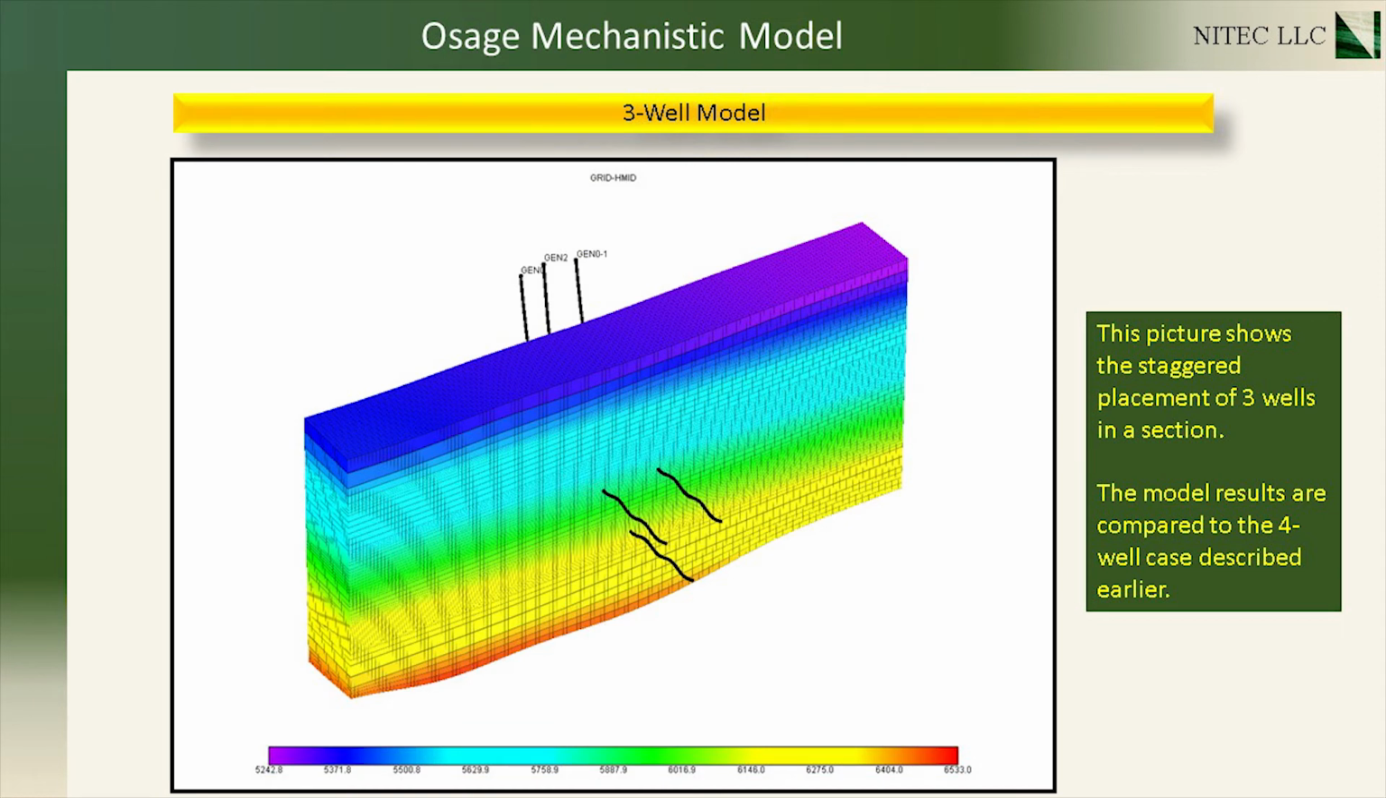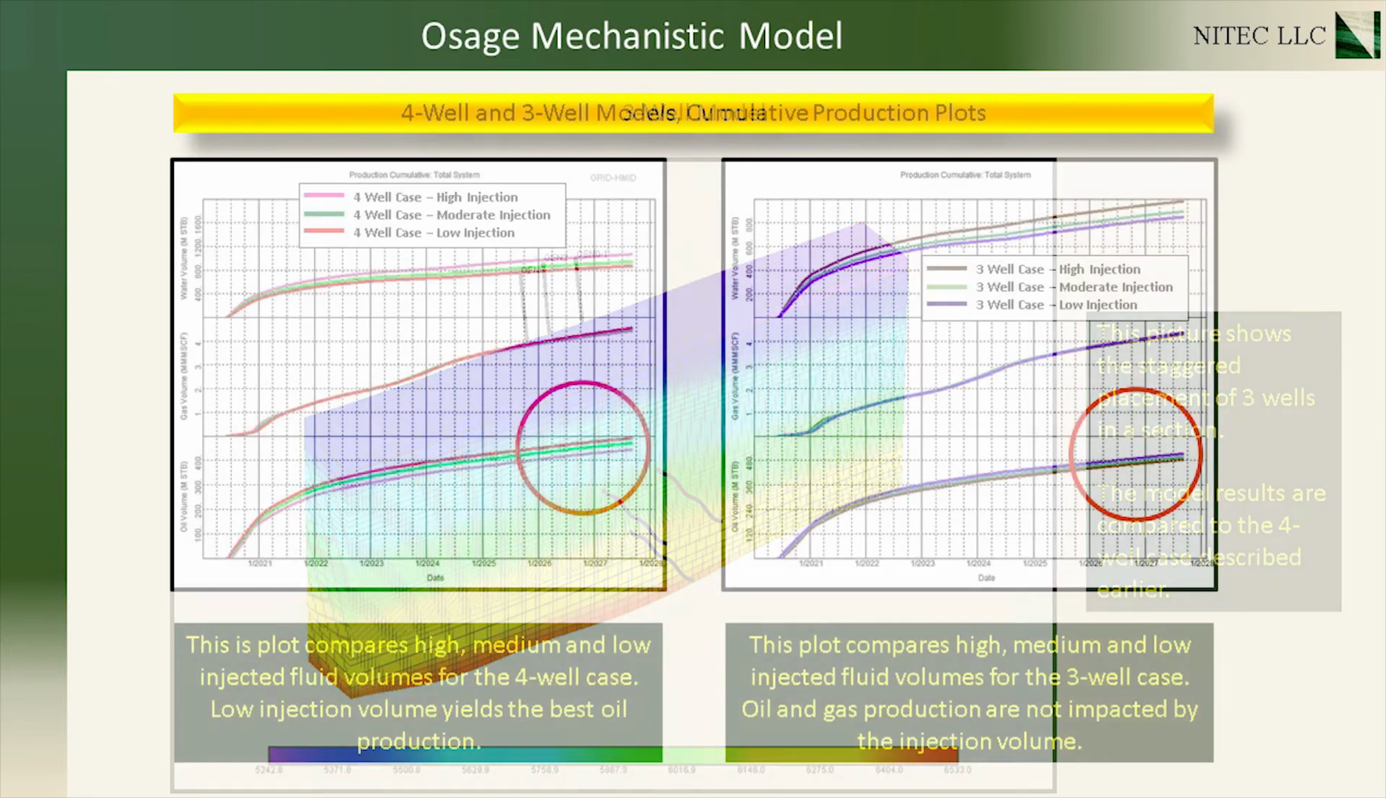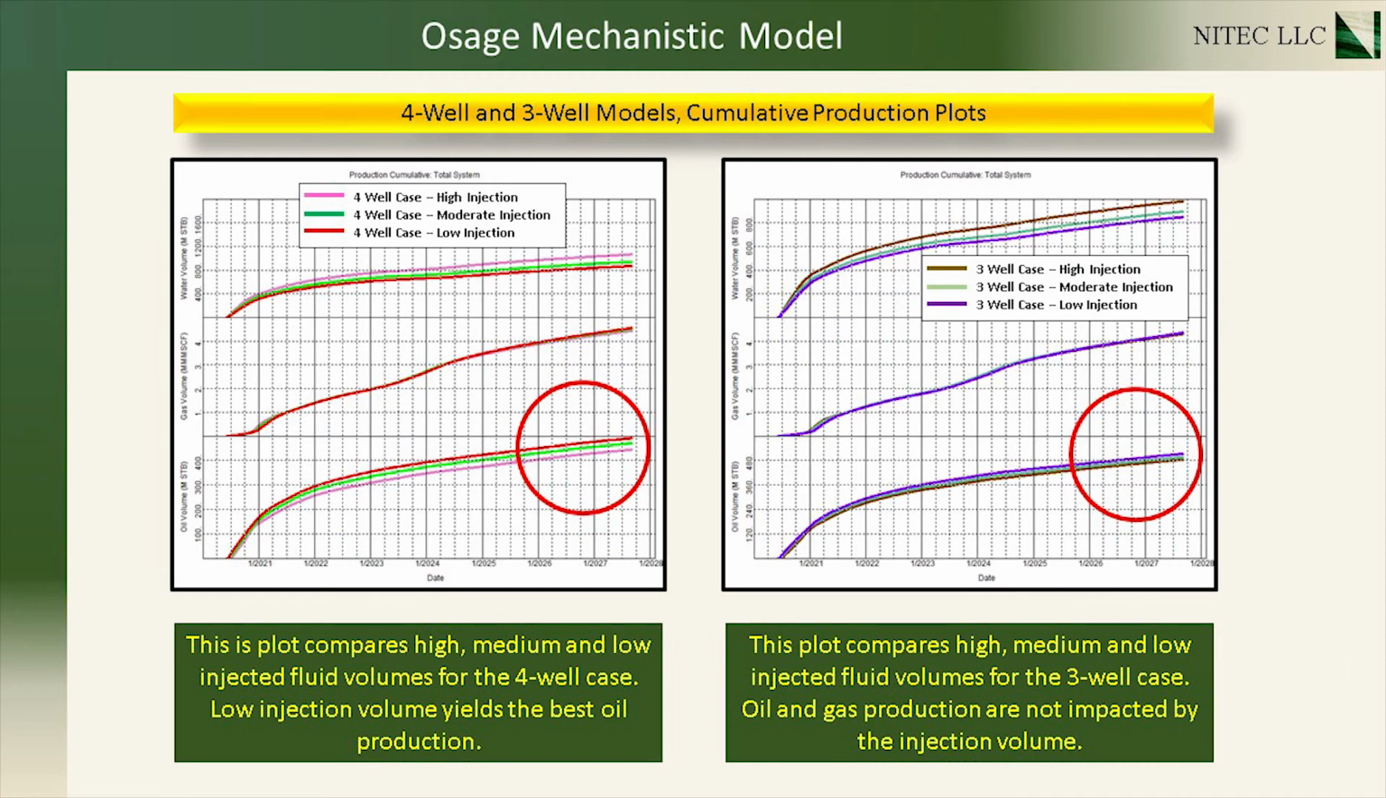Next, we consider the performance of a 3-well system in the Osage, otherwise identical to the previous, except with 2 shallower wells and 1 deeper well. Here we compare the performance of the 3-well system against the 4-well system.